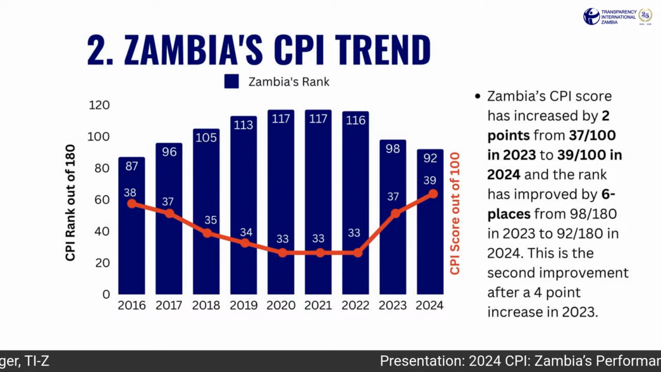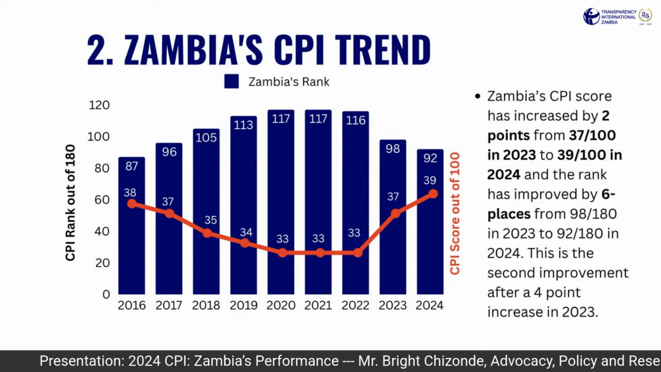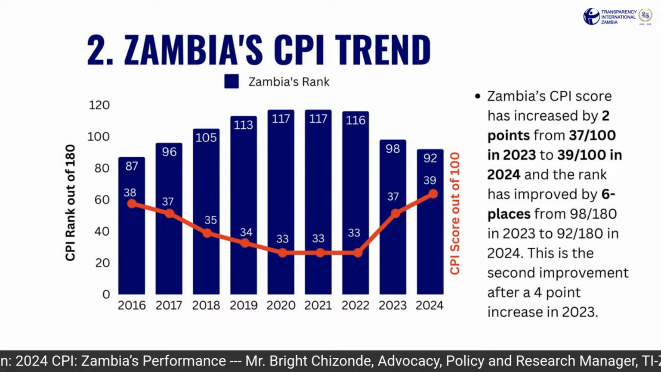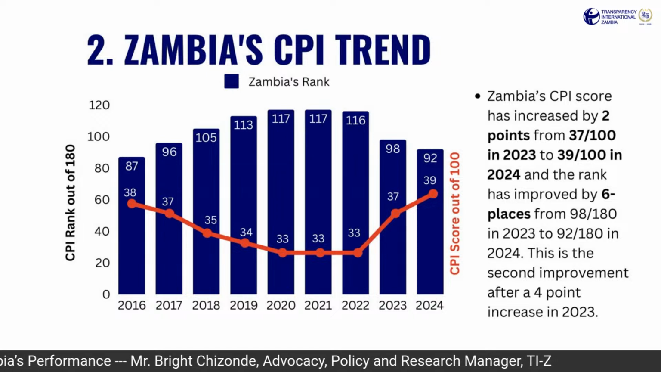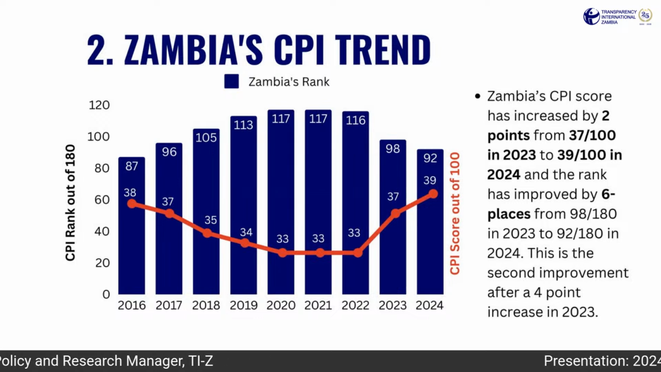So the rank has improved by 6 places from 98 out of 180 countries in 2023 to 92 out of 180 countries in 2024. So this is the second improvement, obviously, after a 4-point increase in 2023.